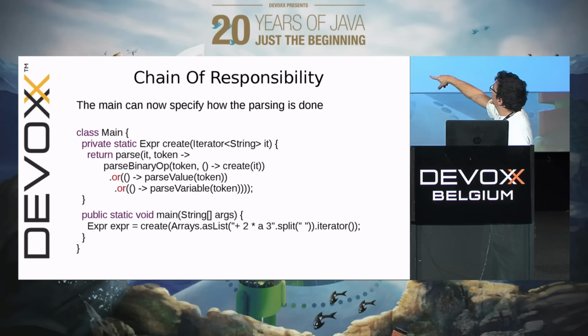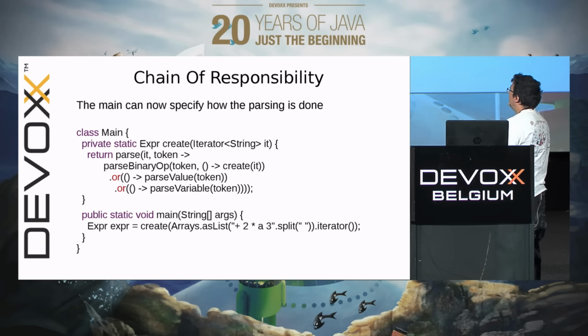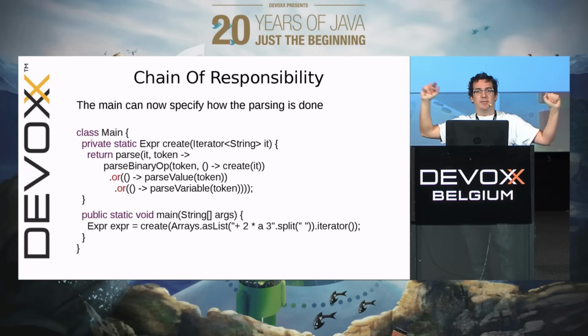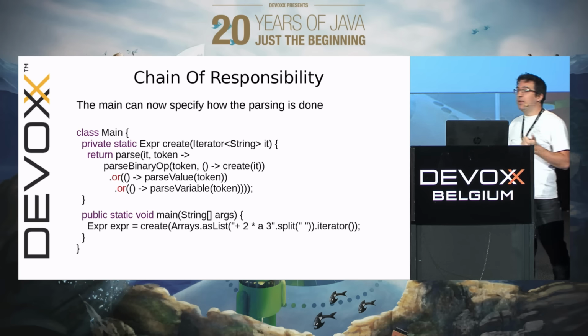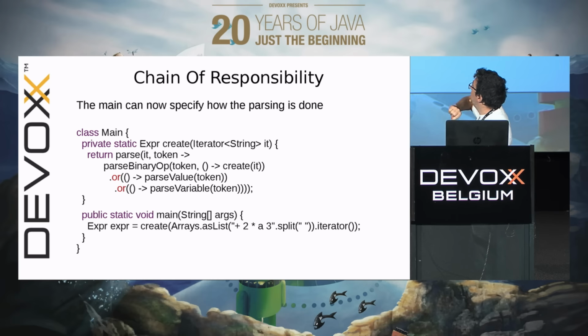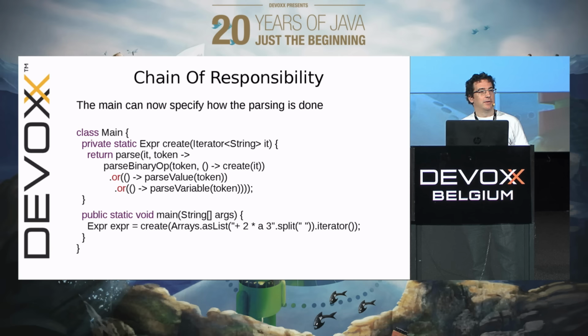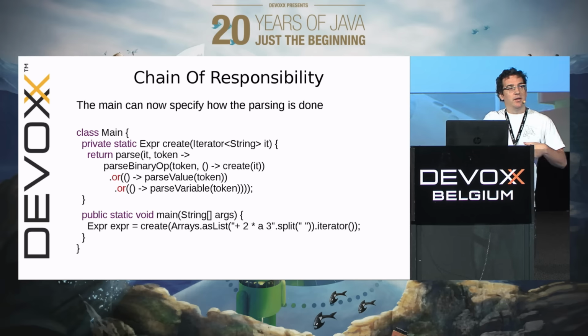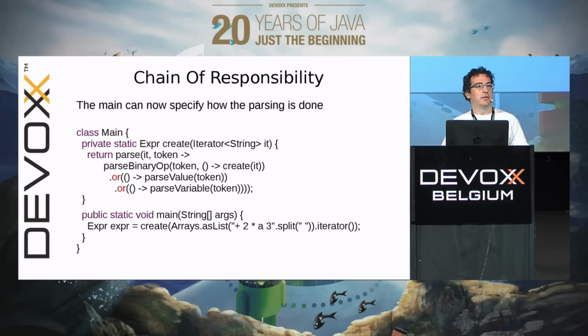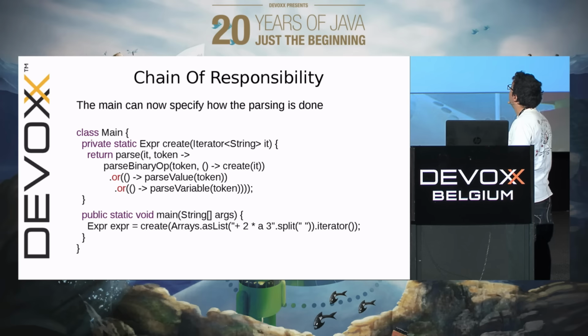So in my main, I will call a method create. The method create takes the iterator and does the chain of responsibility things, which is basically calling pass with a function. And what my function does is to call pass binary op, and if it returns an optional which stores a value, it will be enough. Otherwise, it will call pass value. If pass value fails, it will return an optional empty, and it will call pass variable, which in this case always succeeds. This is a way to encode the chain of responsibility, which is a nice way to encode it.